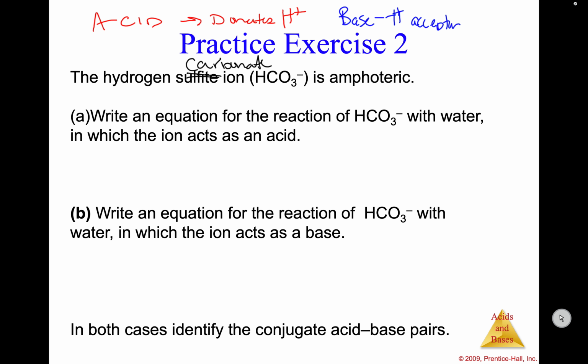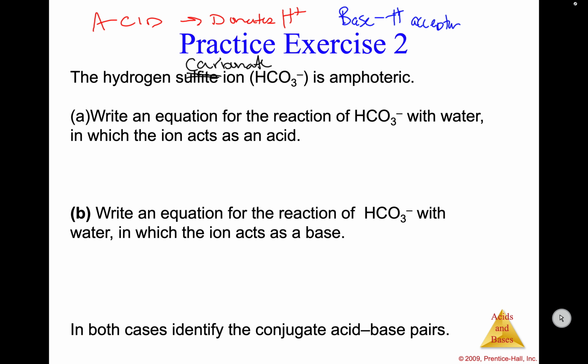So acids, we think H plus, bases, we think OH minus. In terms of reactions, though, an acid is a proton donor, a base is a proton acceptor. Oftentimes our base is just straight up OH minus. Sometimes it's just something with a lone pair like NH3. The question says hydrogen carbonate ion is amphoteric, so it can act as an acid or a base. Looking at hydrogen carbonate, I think about the fact that it's amphoteric because there's a negative sign. A negative sign, I know it could accept an H plus. Negative 1 and plus 1 makes neutral.